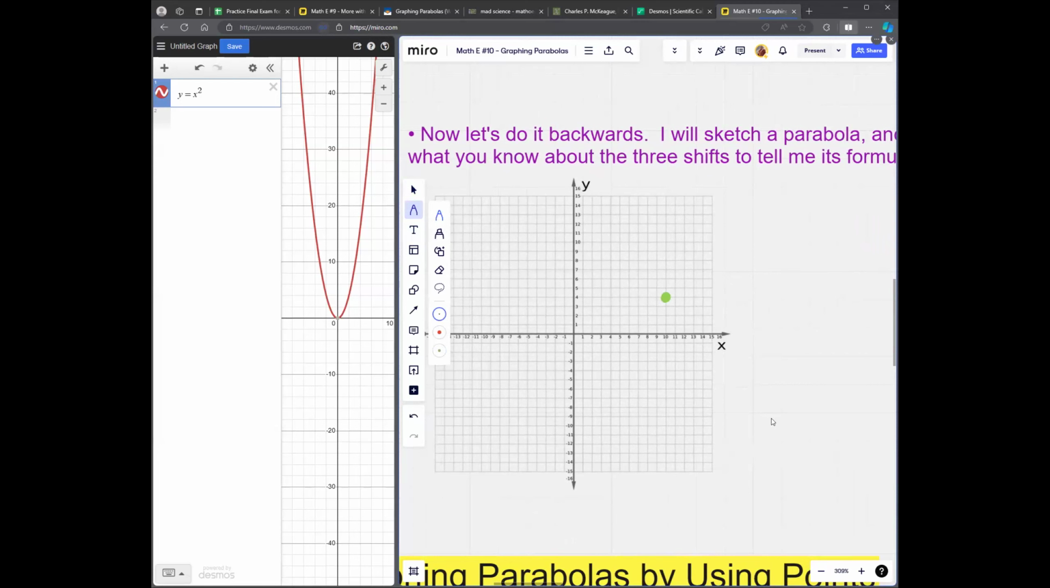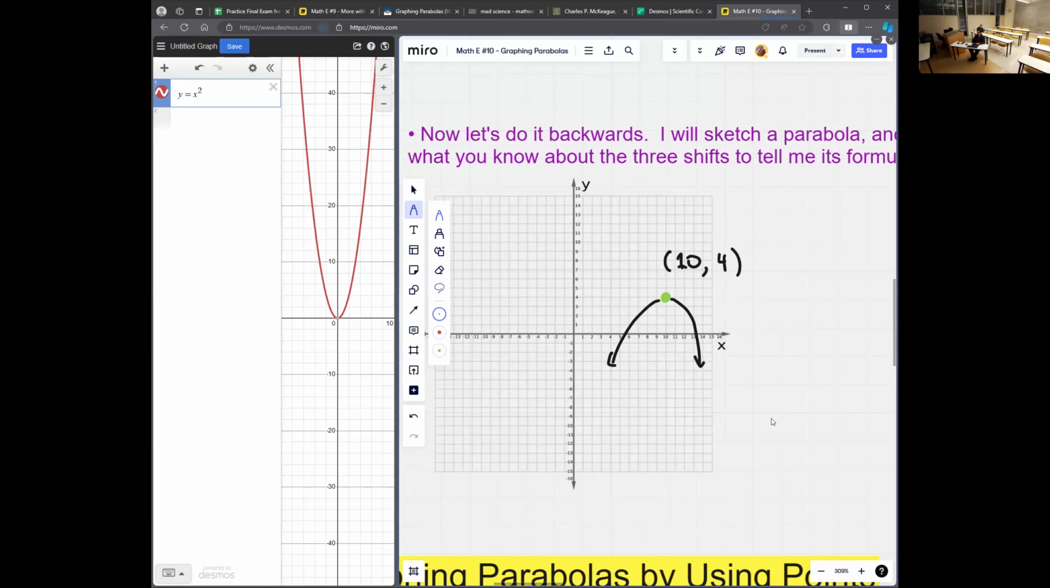So at the point, and it somehow goes down like that. Don't trust that I'm drawing this very carefully.